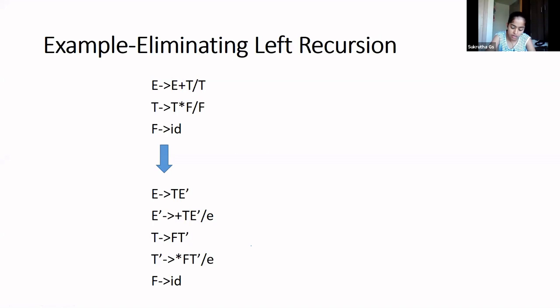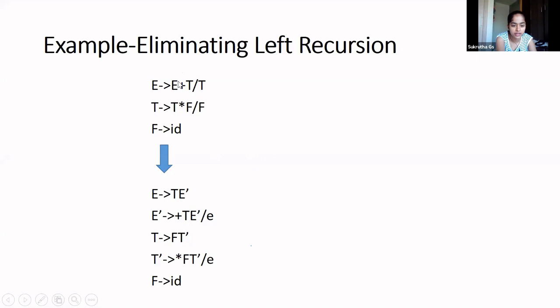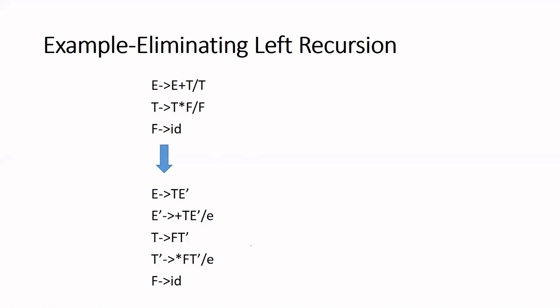Plus T E dash means E plus T into E dash, like that only, no? You try to split here. This one, E dash derives plus T E dash or epsilon. See, when you come here, E derives E plus T or T.